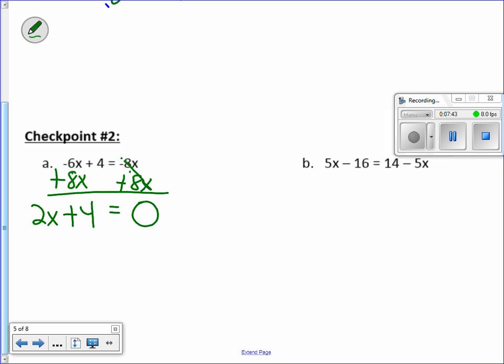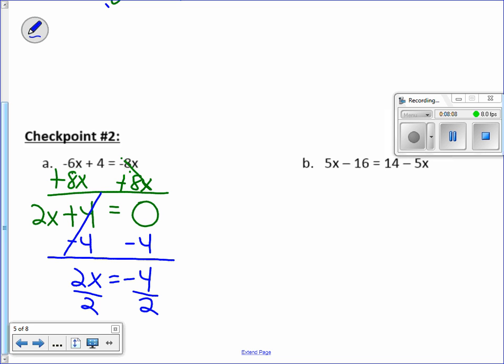And here I'm left with a two-step equation. I need to solve for that variable using inverse operations. So instead of adding 4, I'm going to subtract 4. Again, what I do to one side, I have to do to the other. The 4's cancel out. I have 2x is equal to a negative 4. If I solve for x, I have 2 times x. The inverse is to divide by 2. And here my 2's cancel out, and x is equal to a negative 2. My answer for checkpoint number 2A is x is equal to a negative 2.